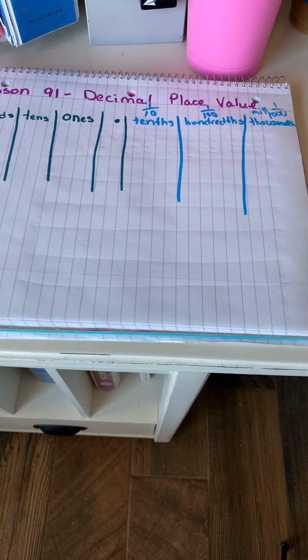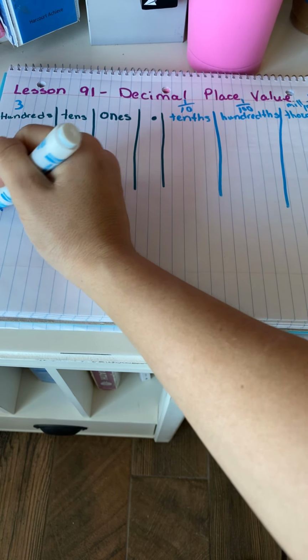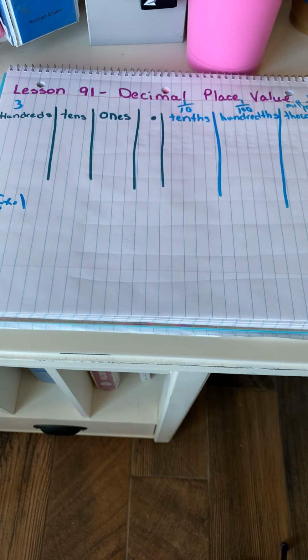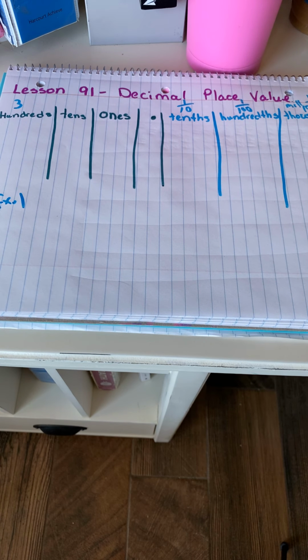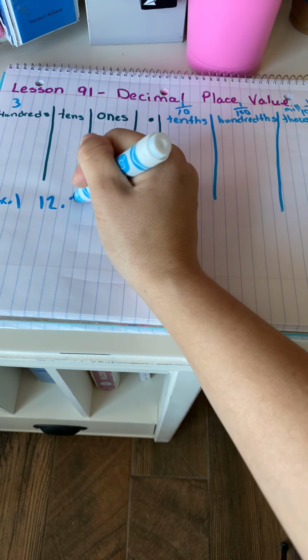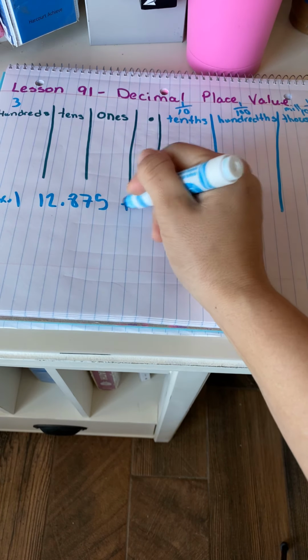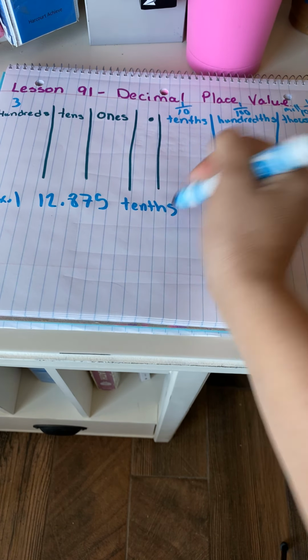So we're going to be going over how to see the place value. So for example 1, it says which digit in 12.875 is in the tens place.